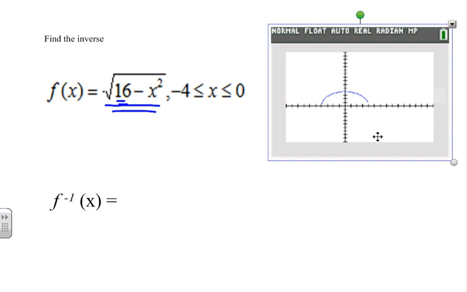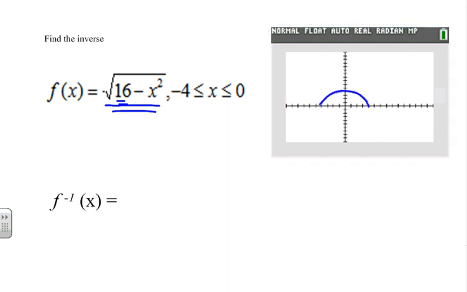Now we look at this and say, okay, this graph by itself does not have an inverse because it doesn't pass the horizontal line test. Remember the horizontal line test. So we need to restrict this, and that is why they give us this portion right here. We're only going to take this graph from negative 4 to 0. So this is the graph I'm using.